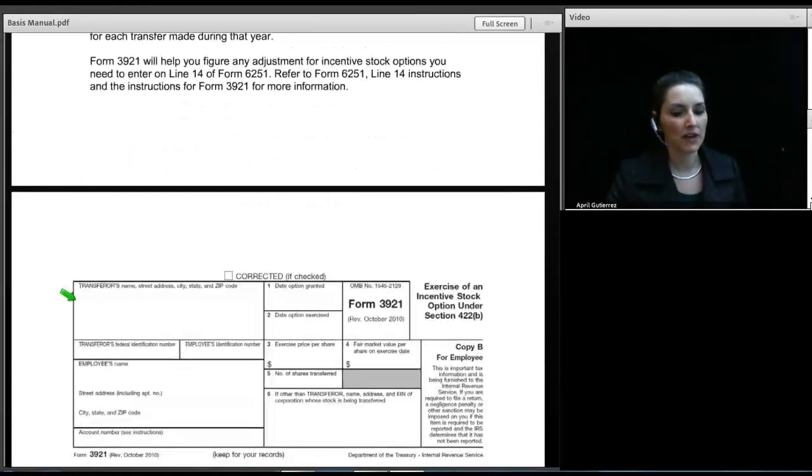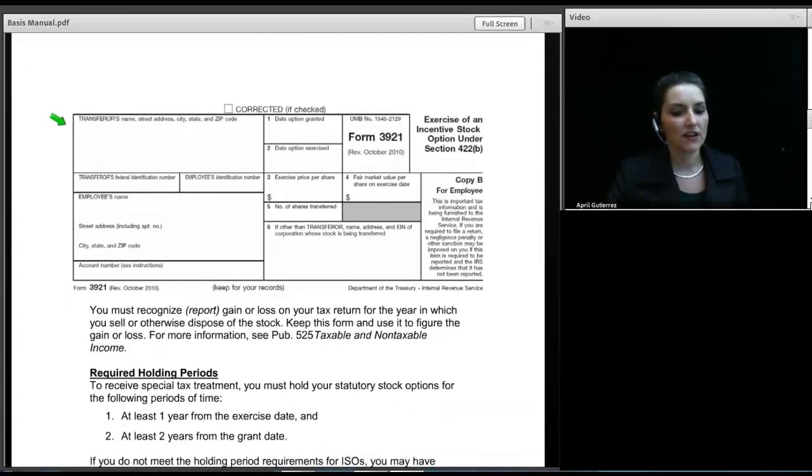And Form 3921, which is on the next page, is used to notify the IRS that an incentive stock option has been awarded. It shows the date the option was granted, the date that it was exercised, the exercise price, and the fair market value of the share on the exercise date. So that employee should be filing a 6251, and all of the information necessary to prepare the 6251 is on this form. And then you must recognize or report gain or loss on your return for the year in which you sell. And we'll, at the end of today's class, talk about how profit on the sale of an incentive stock option will vary under AMT and under the regular tax.